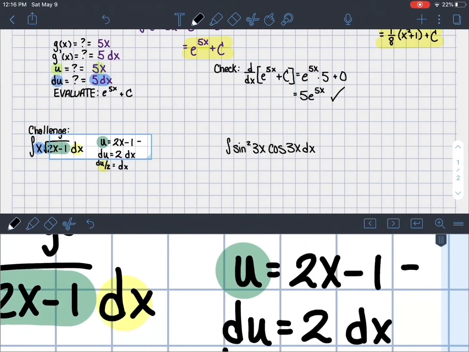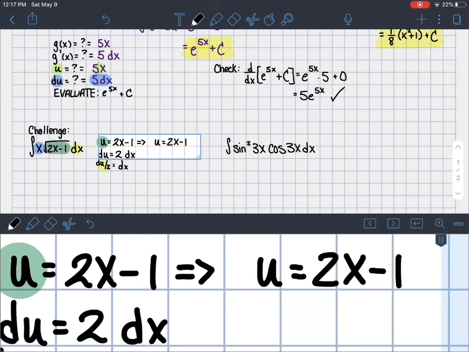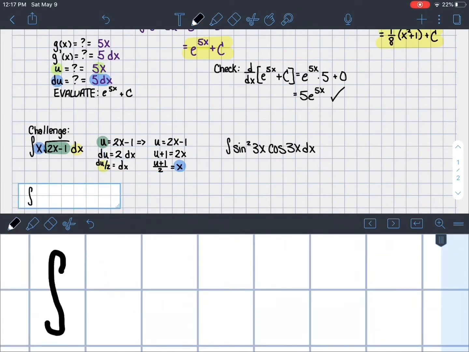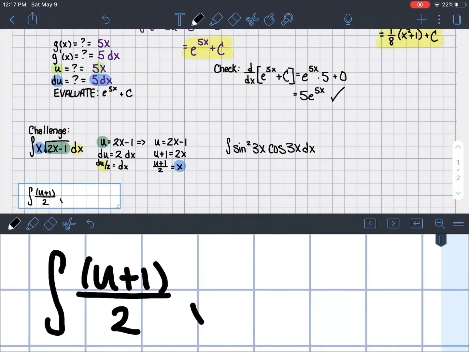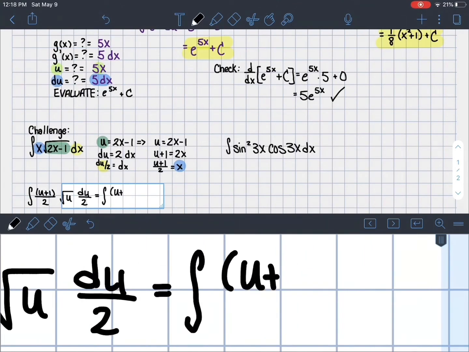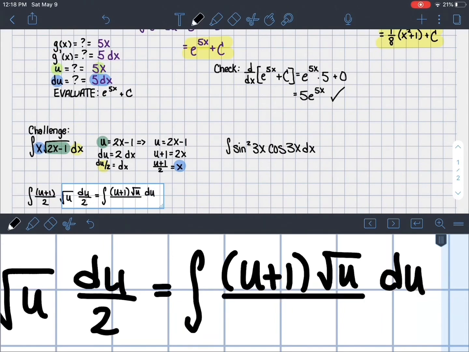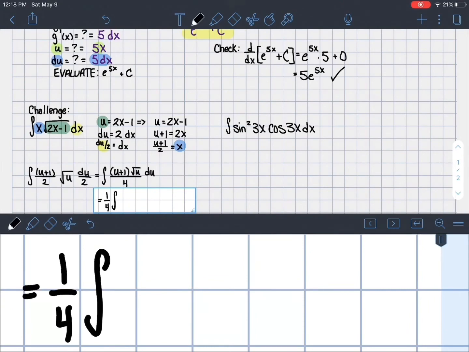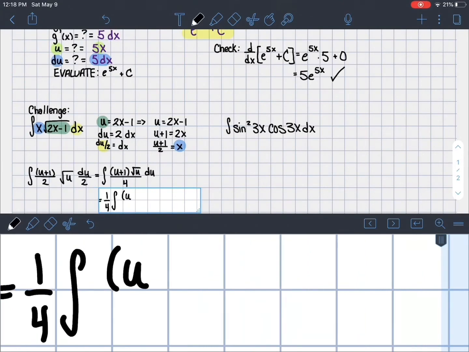Well, we can solve for x. Look, u equals 2x minus 1. We can just solve it for x. And now we have all 3 pieces. Now we just need to be careful with our notation. You're going to notice that I'm going to go very slowly. I'm putting everything up top in the numerator or denominator and separating them.